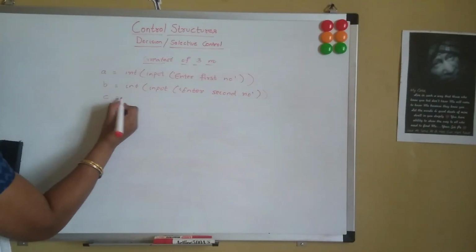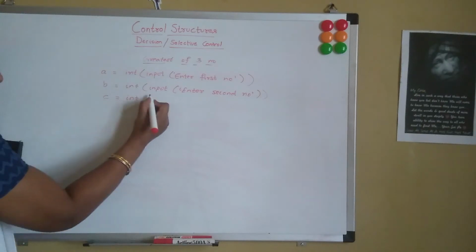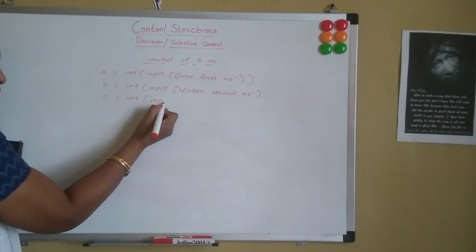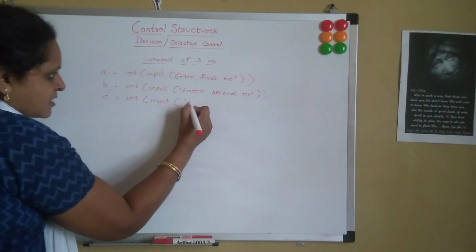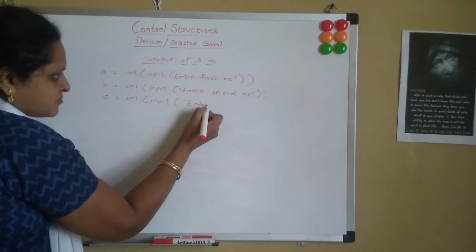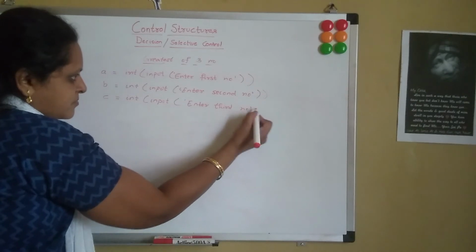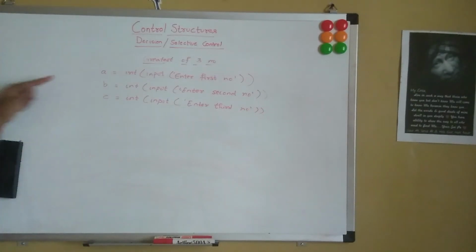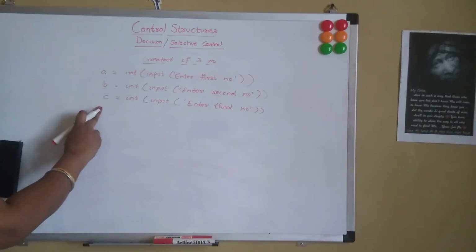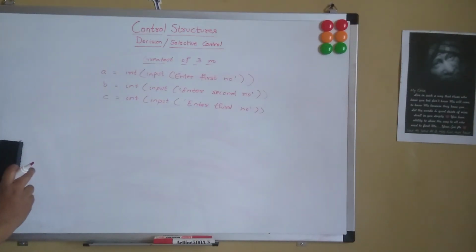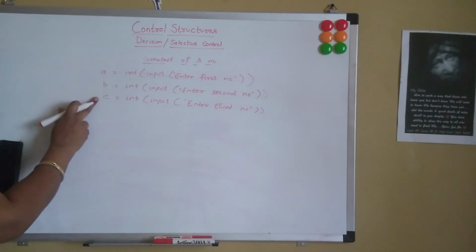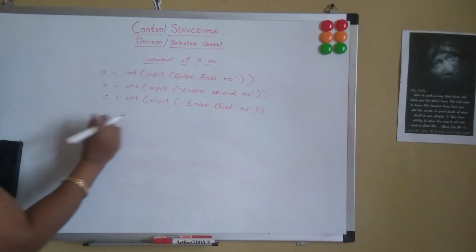Then my c is equal to int input, enter third number. So we are taking three inputs from the user. Now we'll write a code using nested if and also if, elif and else statements and see which is the greatest among these three numbers.